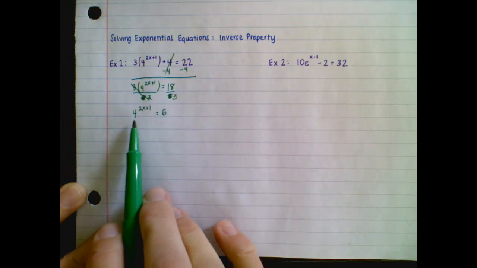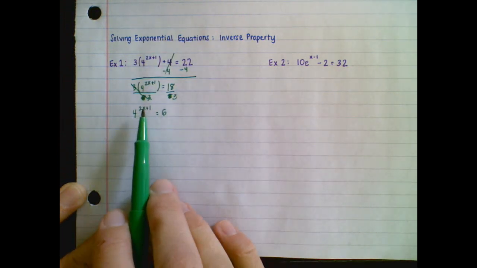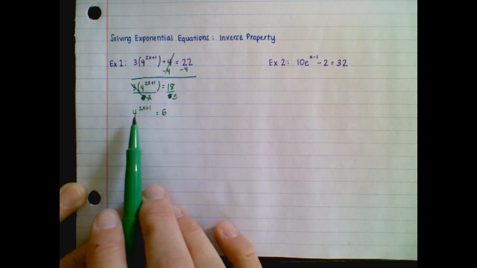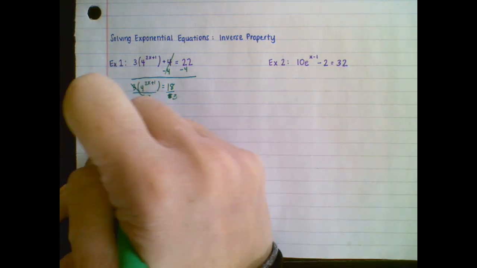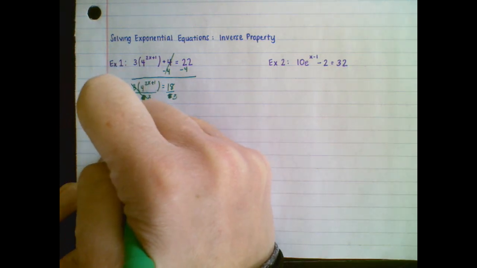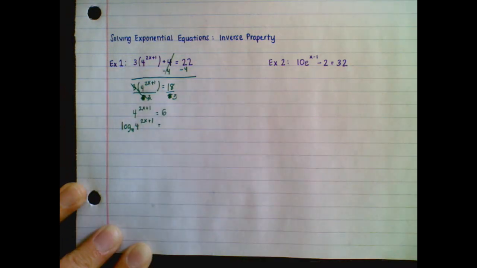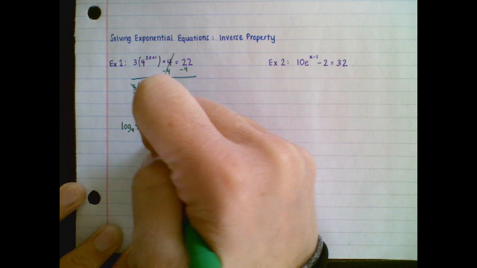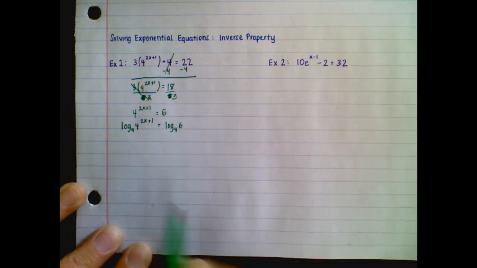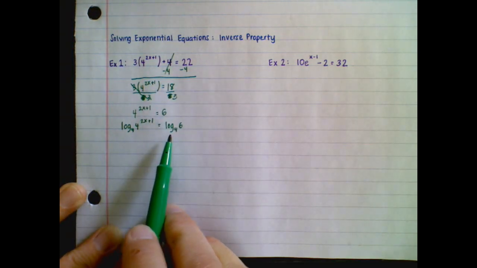Now that I've got this base of 4 by itself with its exponent still attached, I need to undo this. The inverse property says I want to identify the base and then take the log of that base of both sides. So I'm going to take the log base 4 of both sides of my equation. Log base 4 of 4 to the 2x plus 1 is going to be equal to log base 4 of 6. Again, whatever I do to one side, I have to do to the other side.